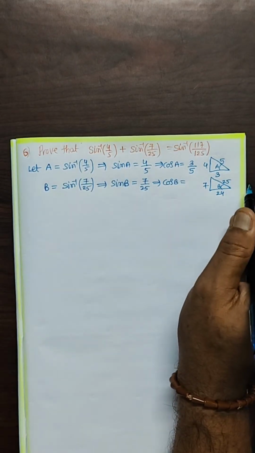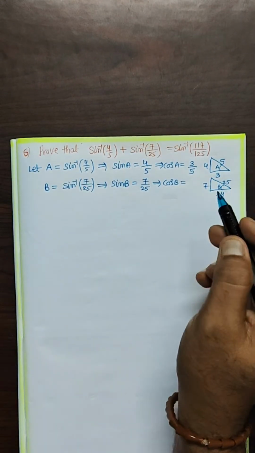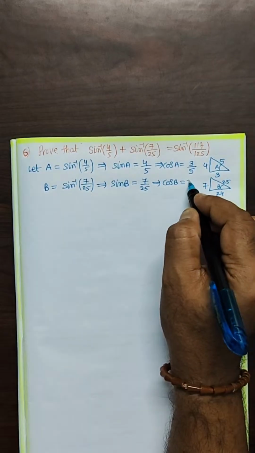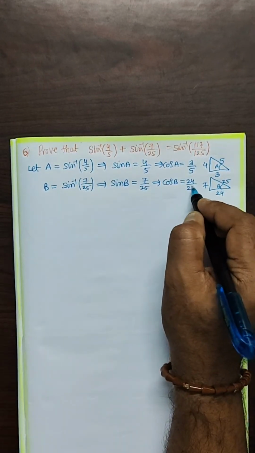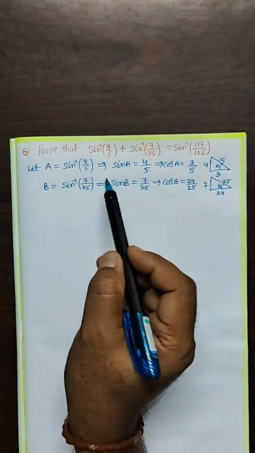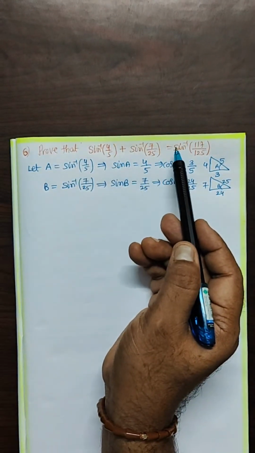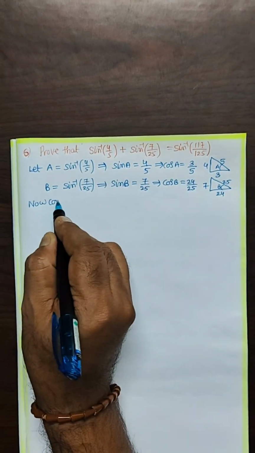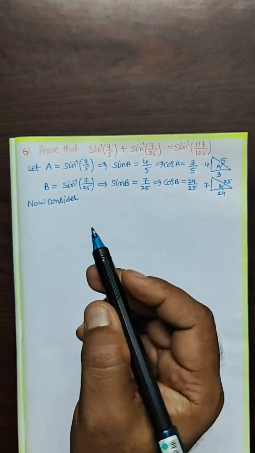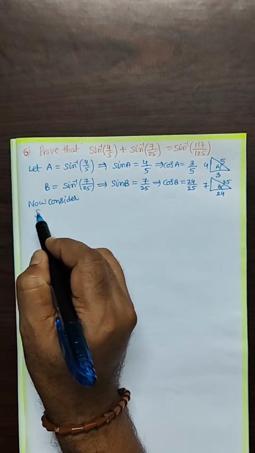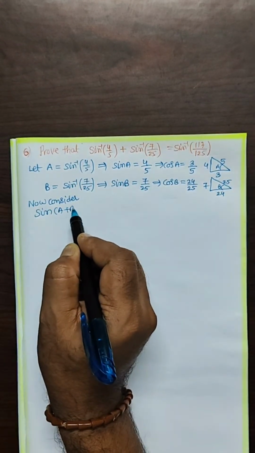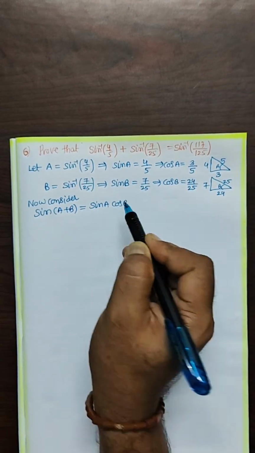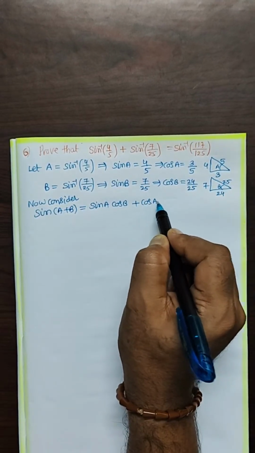576 plus 49 is 625. So we applied Pythagorean triples, dear students. So cos b is 24 by 25. This is a, this is b. Sine inverse, bring this side, it becomes sine of. Now consider sine of a plus b. You know the formula for sine of a plus b: sine a cos b plus cos a sine b.